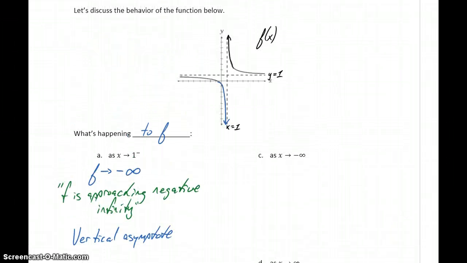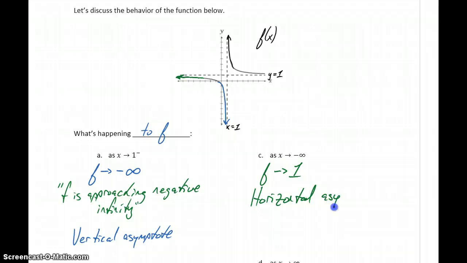In part C, now we're interested in what's happening to our function as x approaches negative infinity. So that means as x keeps getting smaller and smaller, negative farther and farther down. So we would trace along this graph as x heads towards negative infinity. And what we would see here is we have another dashed line that we're getting closer and closer and closer to without ever crossing. So as x approaches negative infinity, our function value is getting closer and closer to that line, y equals 1. So our function value is approaching 1. And what we have here is a horizontal asymptote.